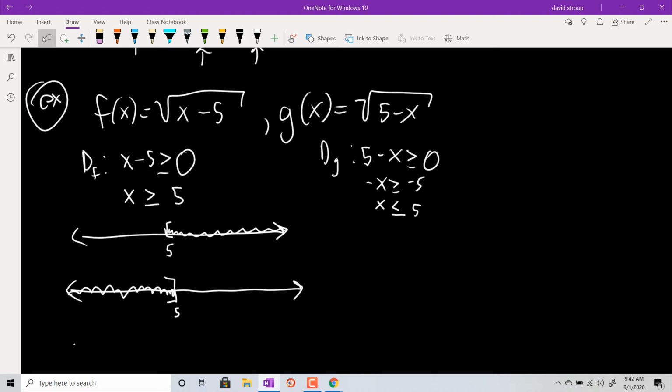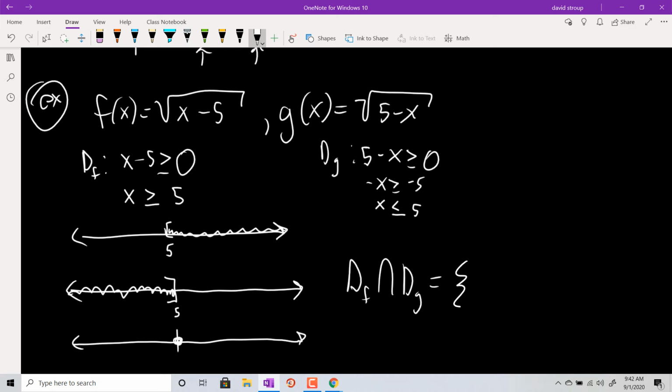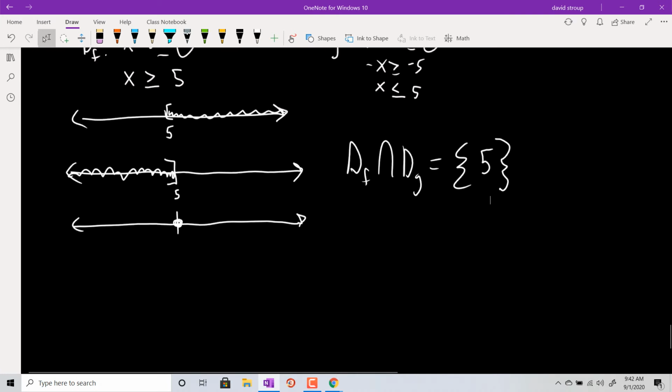So what numbers, if any, are in both intervals for the intersection? Well, there's only one. It's the number 5. So the domain for f plus g, f minus g, or f times g, in other words, the domain of f intersected with the domain of g, is just going to be that one number. And we just put that in curly brackets. That's your domain for those first 3 or 4 types of functions.